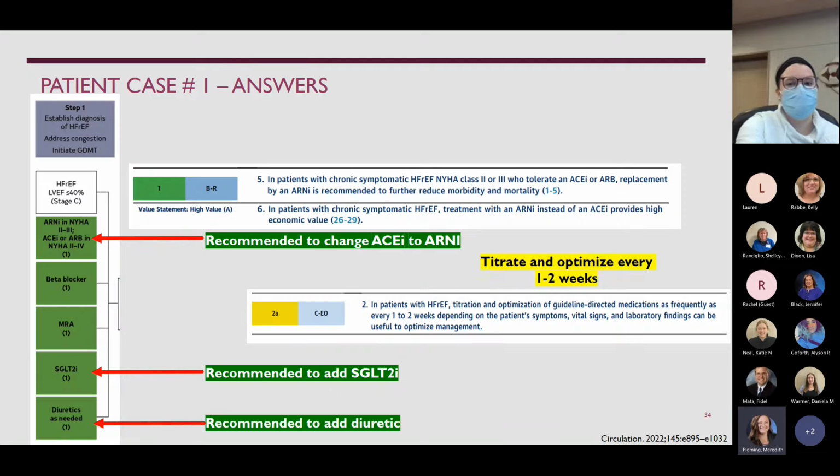Yeah, so that's pretty much exactly what we thought as well. So changing that lisinopril to Entresto, remembering the fact that there is that 36-hour washout period, recommending to add an SGLT2 in this patient and then potentially adding a diuretic as well. And then making sure to titrate and optimize therapy every 1 to 2 weeks as recommended by the guidelines too.